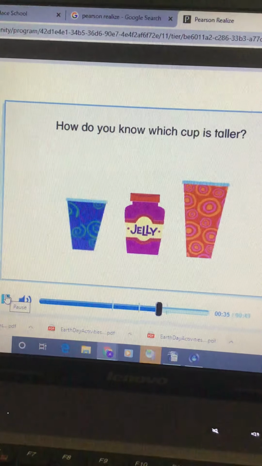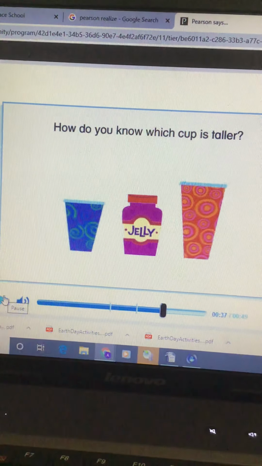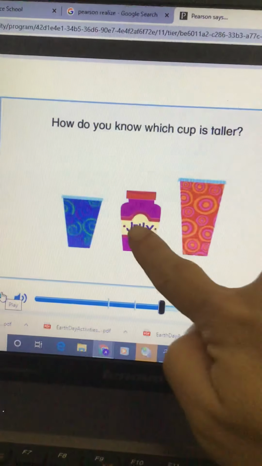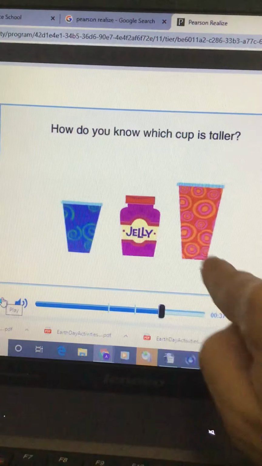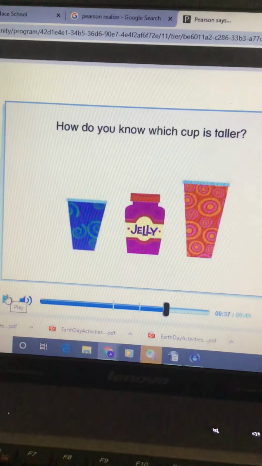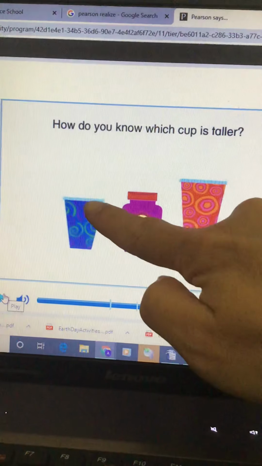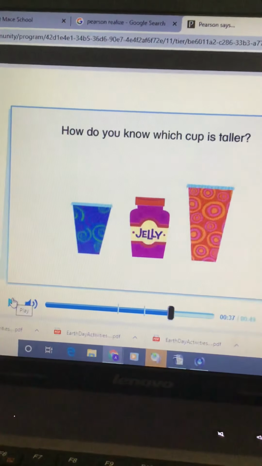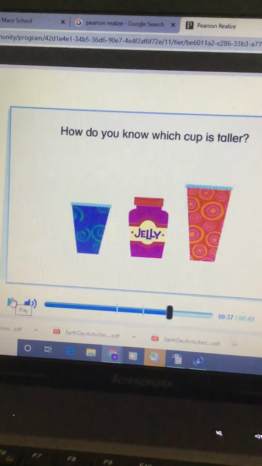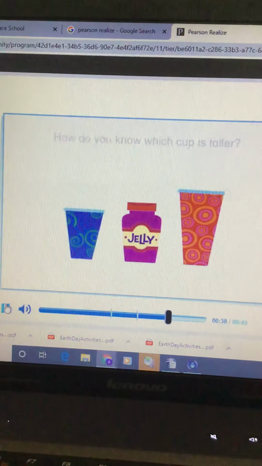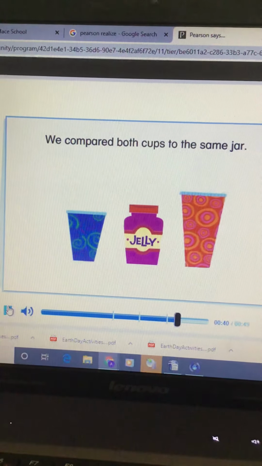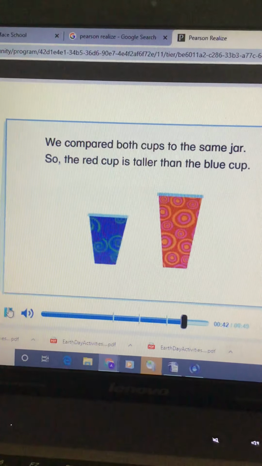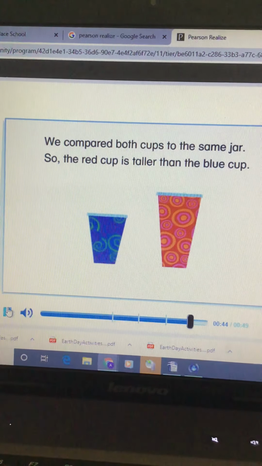How do you know which cup is taller? We used the jar of jelly for both the cups. It was the same jar in the same spot. So we were able to say that the blue cup was shorter and the red cup was taller when we compared them to the jar of jelly. We compared both cups to the same jar. So the red cup is taller than the blue cup.